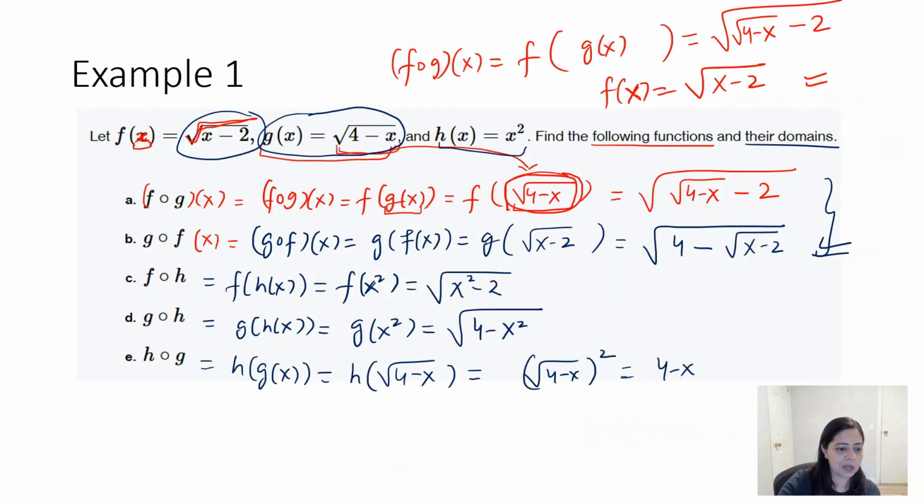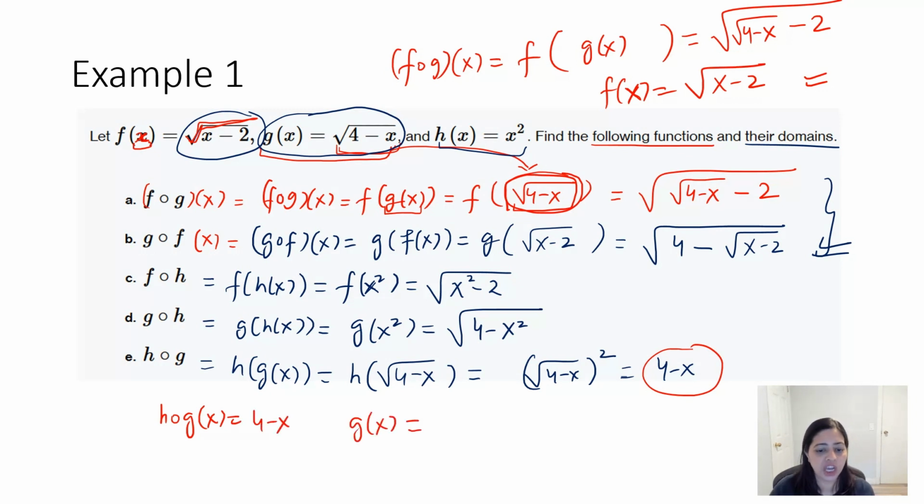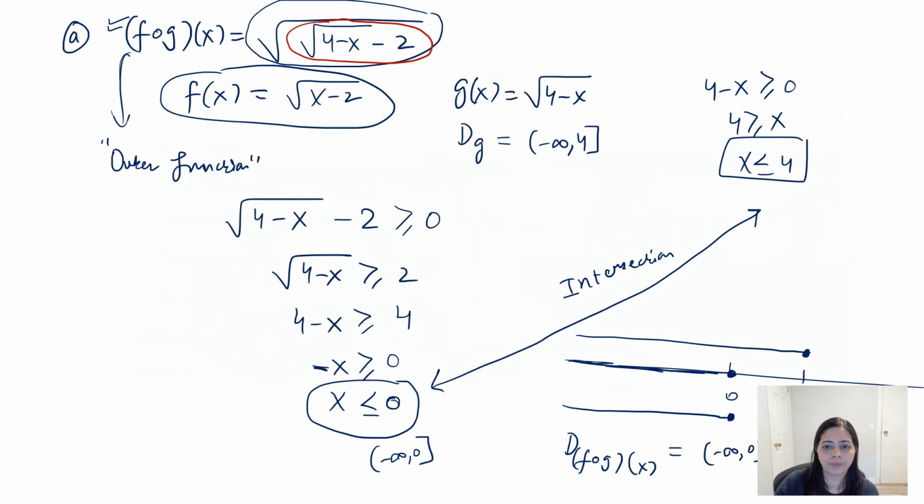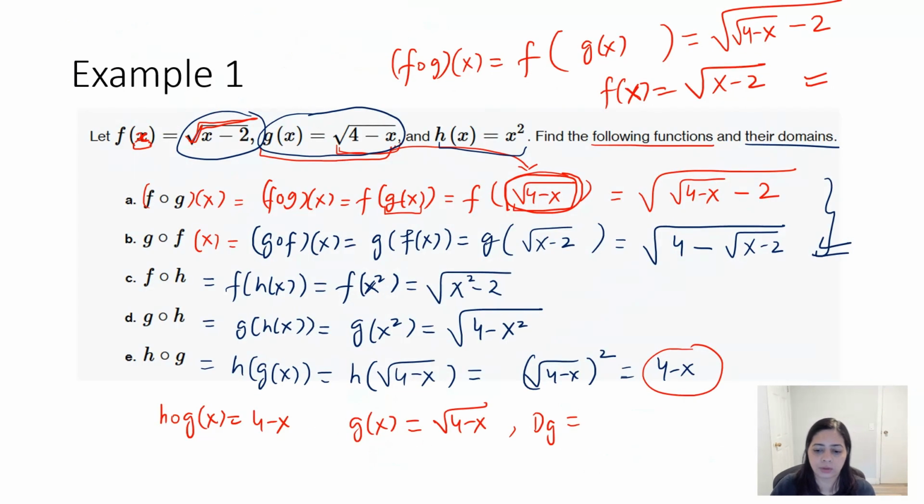And then we have the last one, H of G, which is simply 4 minus x. Now we can do that here only. H of G of x is 4 minus x. The inner function is G of x. G of x is the square root of 4 minus x. The domain of G, we have already found it: negative infinity to 4.